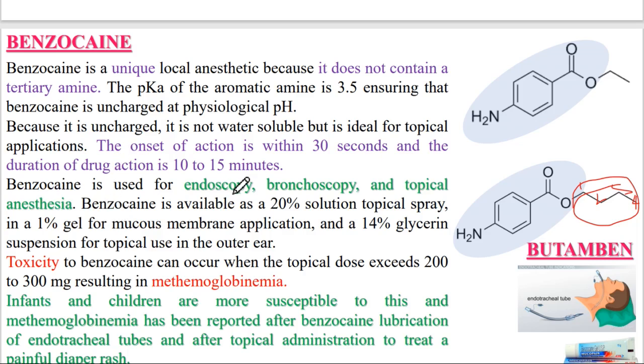Benzocaine is generally used for endoscopy, bronchoscopy, and topical anesthesia, and its toxicity results in methemoglobinemia. Infants and children are more susceptible to this. It has been reported that benzocaine is used to lubricate the endotracheal tubes used in endoscopy, and is also used to treat painful diaper rash. That is a multi-purpose use.